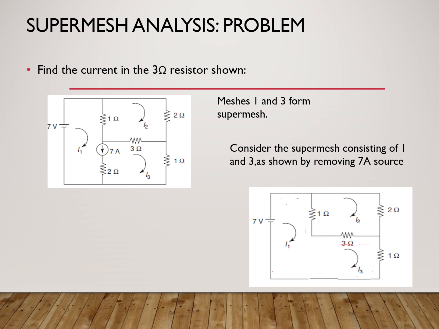So this is when I'm writing the KVL for this. How does it look? We are going to be removing this, and this is mesh 1, this is mesh 3. So this is mesh 1. This was the 7 ampere source which I've removed. Then this is your mesh 3, and this is how you're coming back. So writing the super mesh consisting of mesh 1 and mesh 3, by removing the 7 ampere source, we are going to be writing the equation for this.